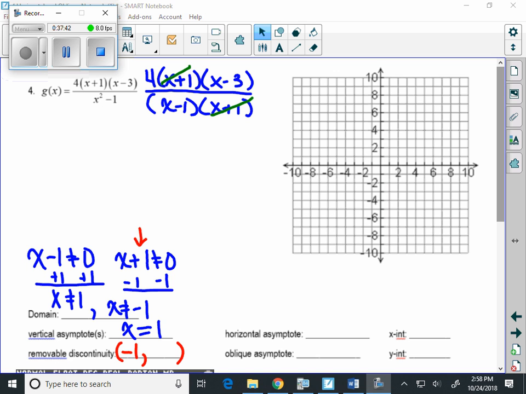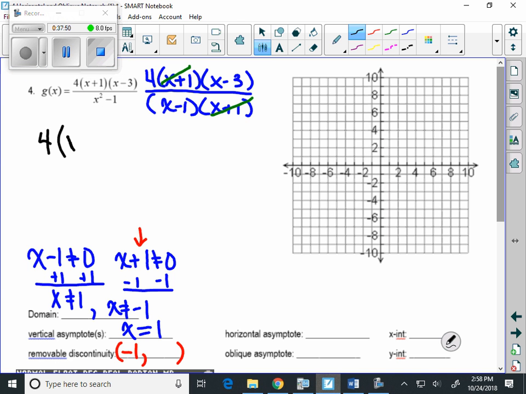What we do to find the other value for the removable discontinuity is we take what we did not cancel out. So we've got 4 times x minus 3 divided by x minus 1. We did not cancel out anything there. And what we're going to do is we're going to take the value of negative 1, in this case. We're going to put it back into our function wherever we see x.